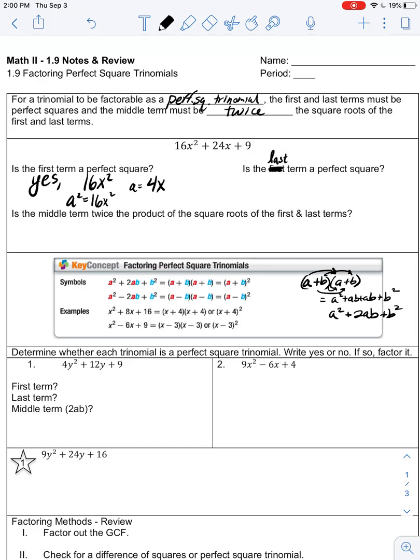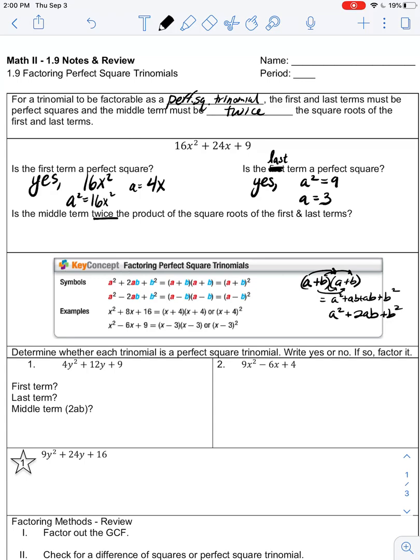Is the last term a perfect square? So is 9 a perfect square? Yes, it is. So b squared equals 9. That means that b is 3. So if both the first and the last terms are perfect squares, then we want to check to see if that middle term is twice the product of the first and the last.